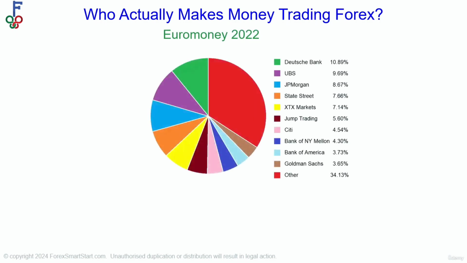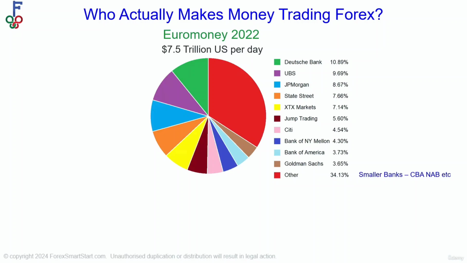Who actually makes money trading Forex? According to the Euromoney 2022 survey, the largest traders of the Forex market are banks and financial institutions. Here are the largest daily averages for the major banks. At the moment, the market is $7.5 trillion US per day in volume.